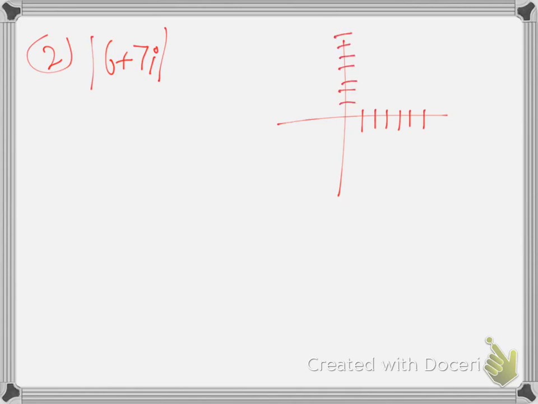So this is number 2. They want the absolute value of 6 plus 7i. So this is over 6, up 7. We got this dot, 6 plus 7i. I want to know the distance. The distance is the absolute value, distance from 0. So how do I do it?